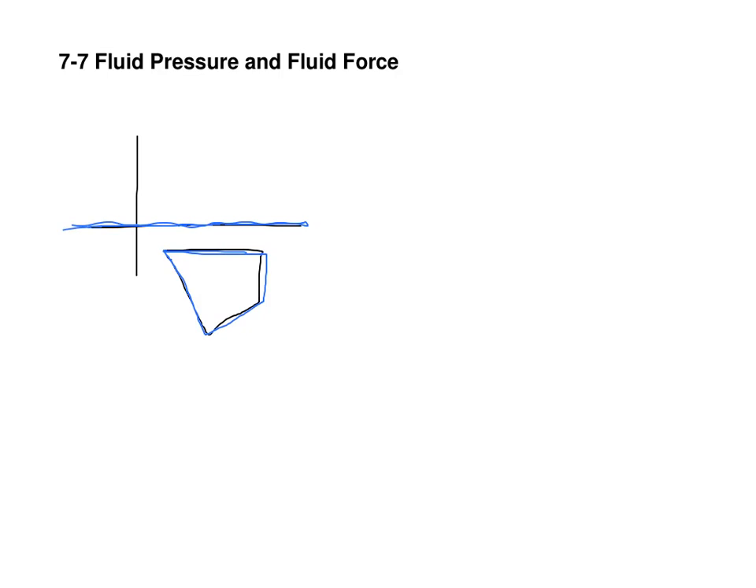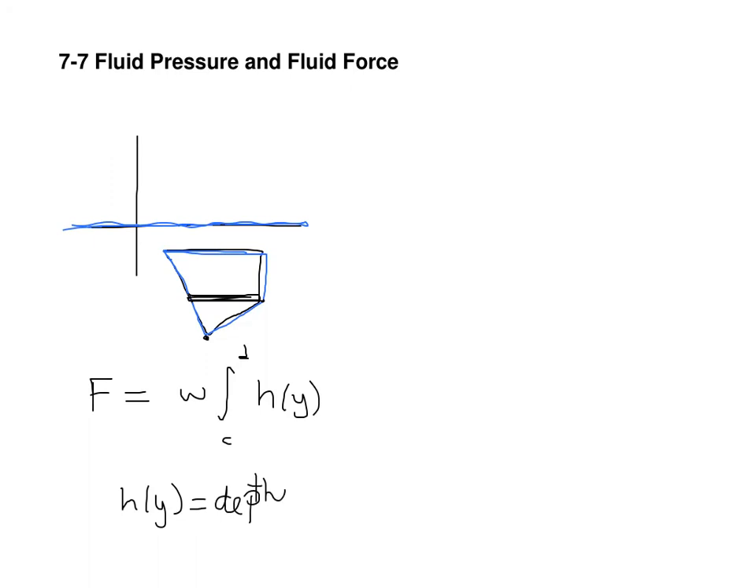Now how to do that was this. We found the force by taking the weight density of whatever liquid we have, and we integrate from some y equals c to y equals d. And what we have to do is find the depth at that particular slice. So the depth we'll say is h of y, multiplied by the length of the slice, dy.